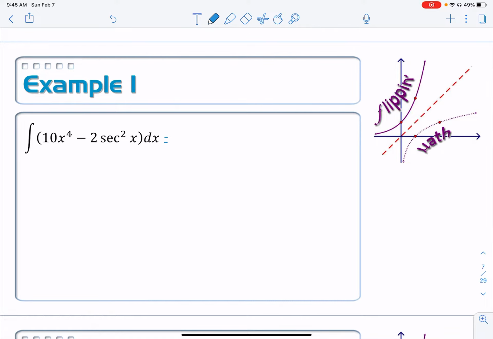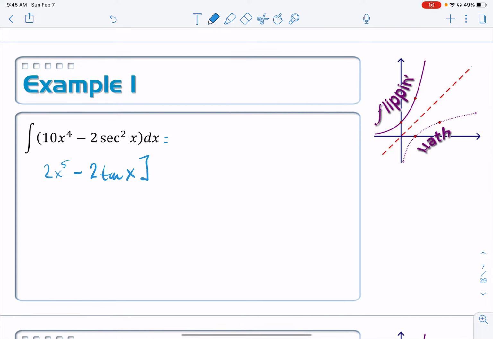So I'm going to increase the power by 1. I'd have 10x to the fifth over 5. Of course, you could probably do that division in your head and reduce that to a 2, minus, okay, what function's derivative is secant squared? It's tangent, of course, so 2 comes along for the ride, so minus 2 tangent x.